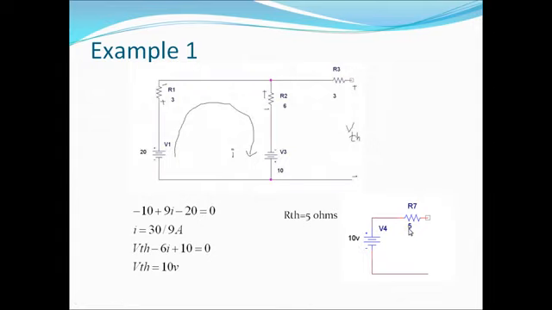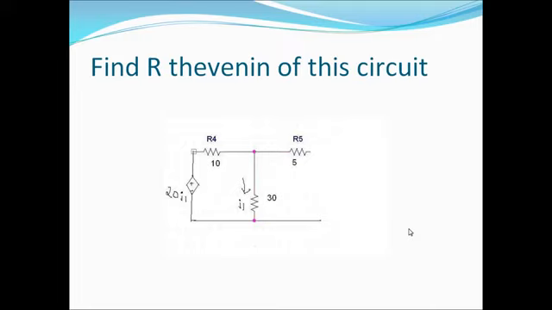Next we'll see about a circuit where we have just a dependent source. You can see here this 20I1 is a voltage source which is a dependent source. It depends on the current I1 which is flowing through 30 ohm. The problem is to find R Thevenin of this circuit. We have a dependent source and there are no independent sources. So it becomes extremely tough to find R Thevenin of this circuit.